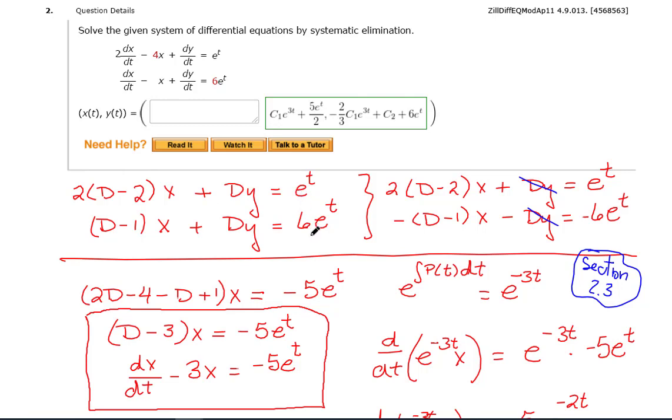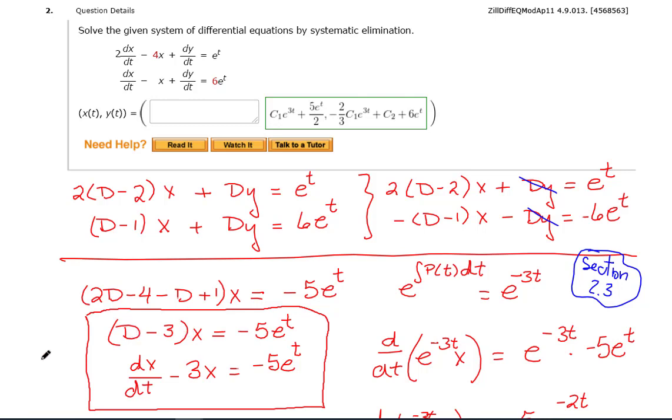So I want to get rid of the y's. So I simply multiply the second equation by negative 1. All right, at that point, the y terms cancel. I get an e to the t minus 6e to the t, giving me this minus 5e to the t. And this relationship for the x's. When I clean this up, 2D minus D is D, minus 4 plus 1 is minus 3.